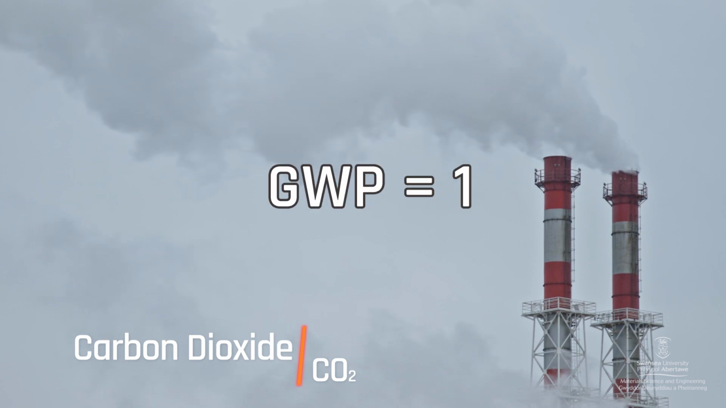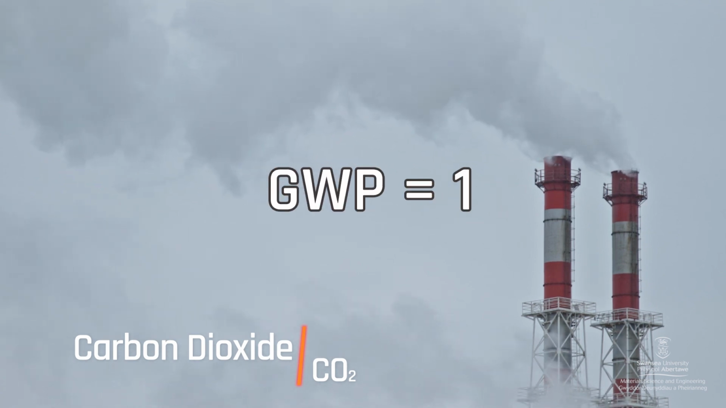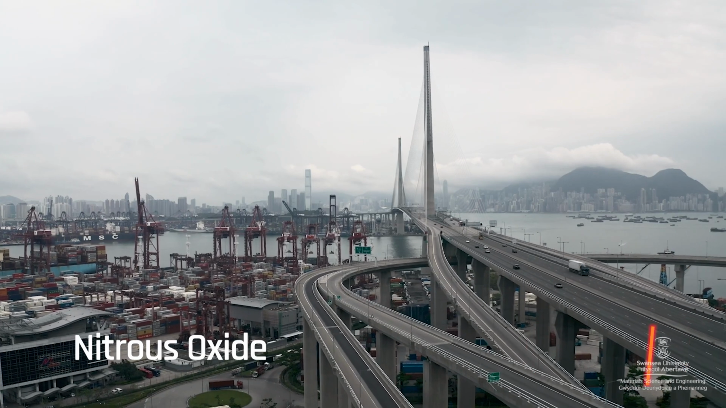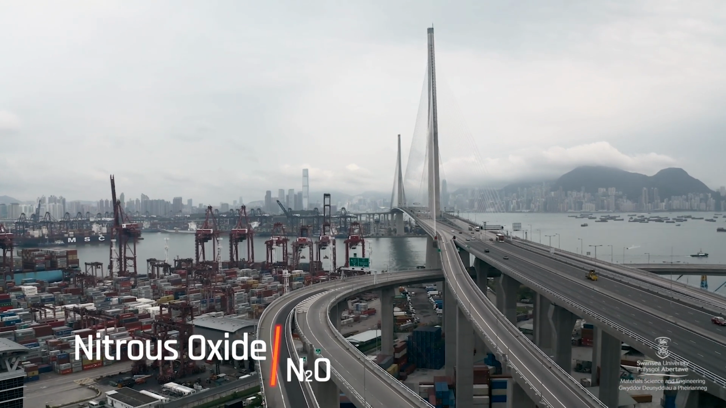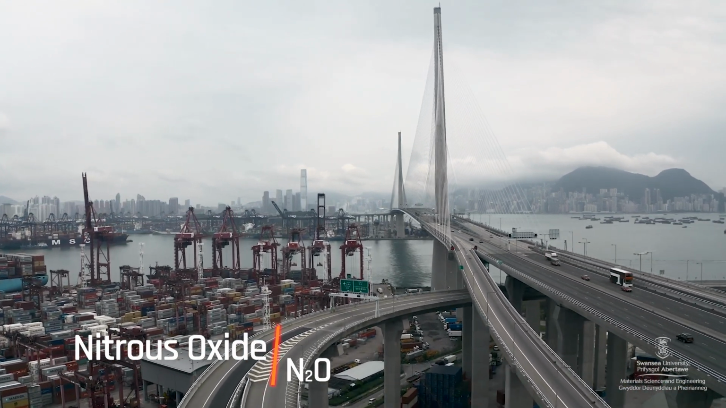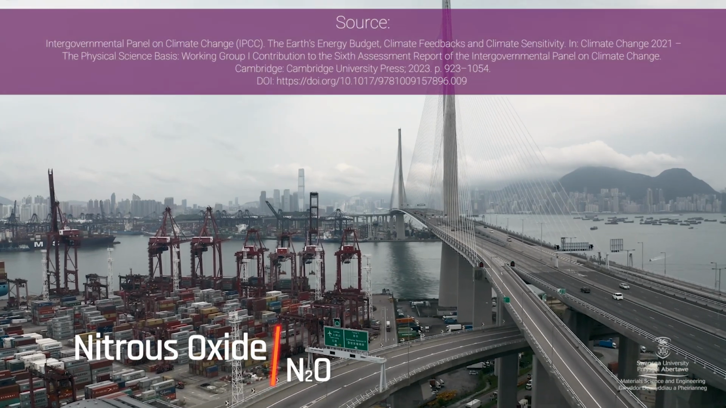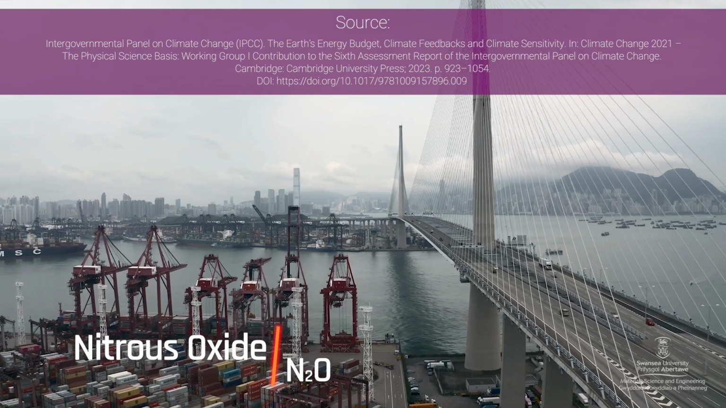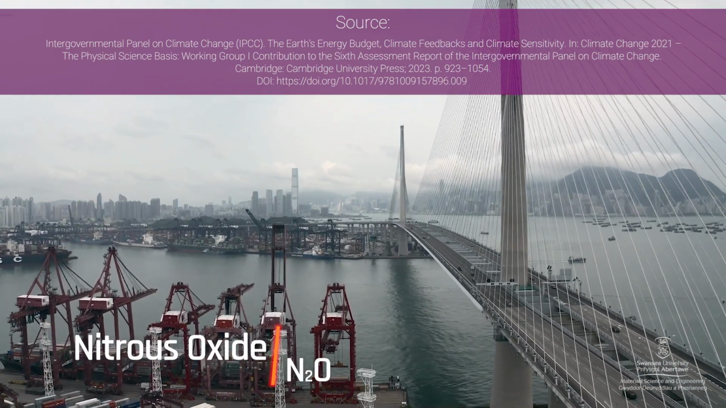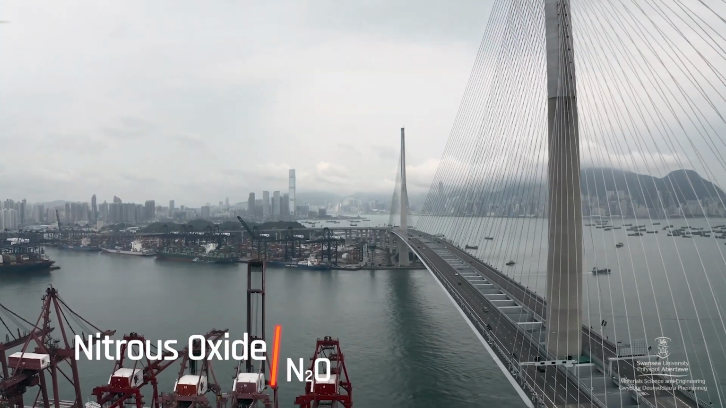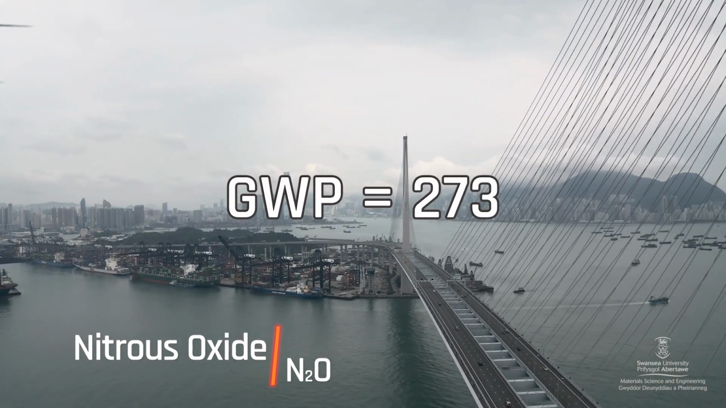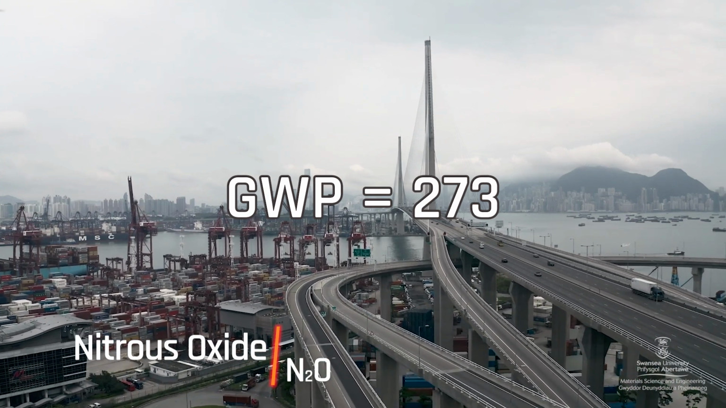Knowing that CO2 has a GWP value of 1, we can bring in another greenhouse gas to compare it to. Let's take nitrous oxide, N2O. The latest data from the IPCC states that nitrous oxide is able to retain 273 times more heat within our atmosphere than CO2. This gives us a GWP value for nitrous oxide of 273.